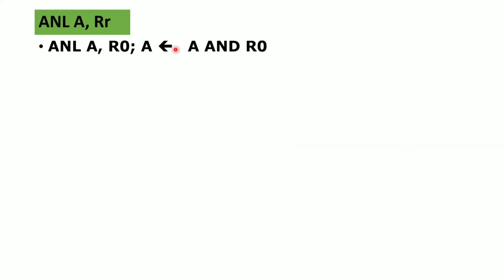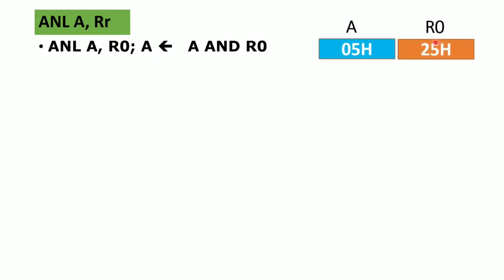Now you will see what are the different types of addressing we are using. Now see here ANL A comma Rn, so Rn is nothing but your register. In the second operand, you need to use the register. Now what does it mean? R0 consists of some value and A register consists of some value. Perform this AND operation and store the result in A. Take an example here: A has 05, R0 has 25. Perform the AND operation on these two registers and store the result again in the A register.